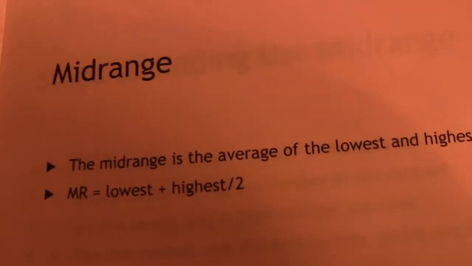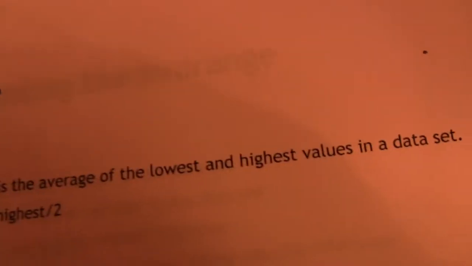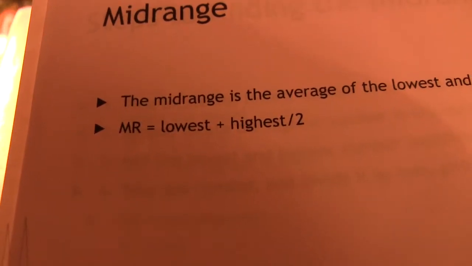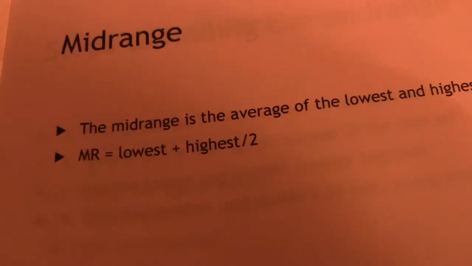Now the mid-range. Mid-range is the average of the lowest and highest values in the data set. And the mid-range is the lowest plus the highest number divided by 2.